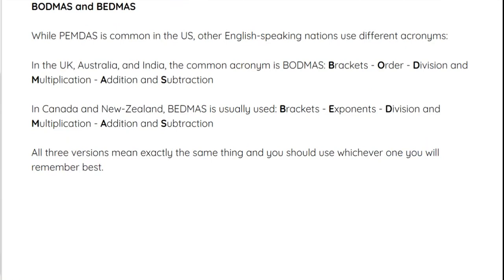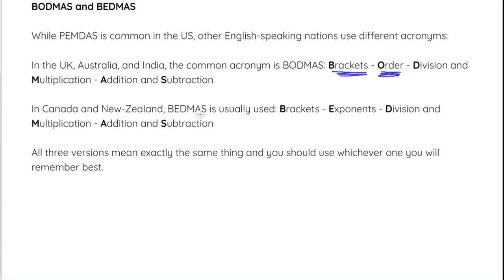So while in the United States, PEMDAS is the most common acronym used, there are other English-speaking nations that use different acronyms or different letters to represent the order of operations. So just a quick note, in the UK, Australia, and India, the common acronym is BODMAS, which stands for brackets, just like parentheses, order, standing for the exponents in ours, division and multiplication, and addition and subtraction. Still grouped together, division and multiplication together, adding and subtracting together.